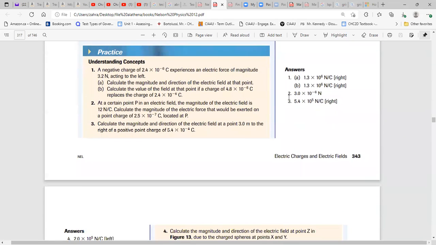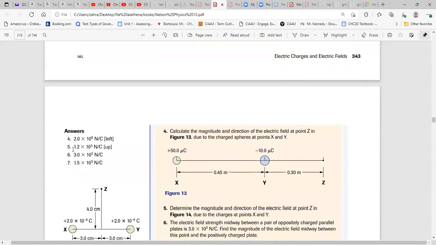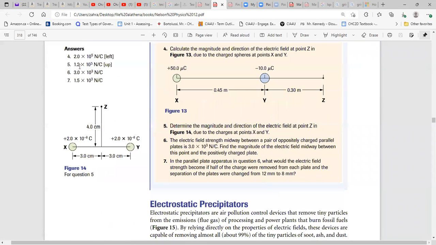To practice, do questions 1, 2, 3 here, and questions 4, 5 and 6.